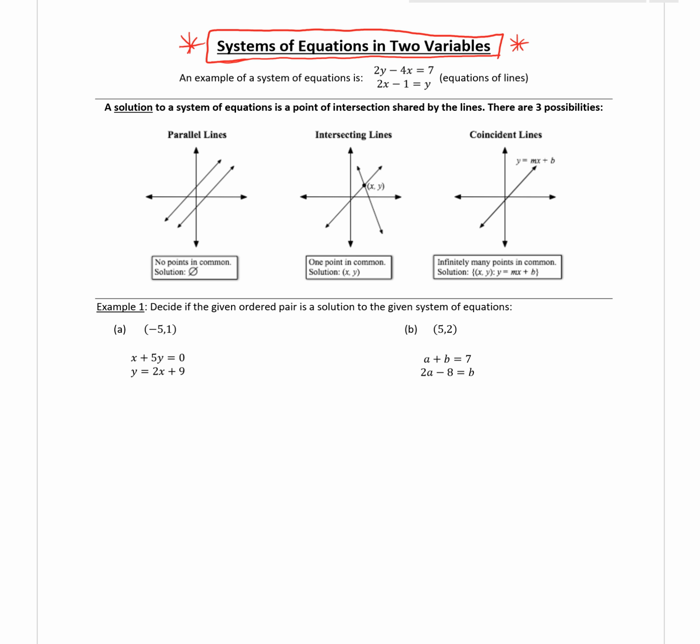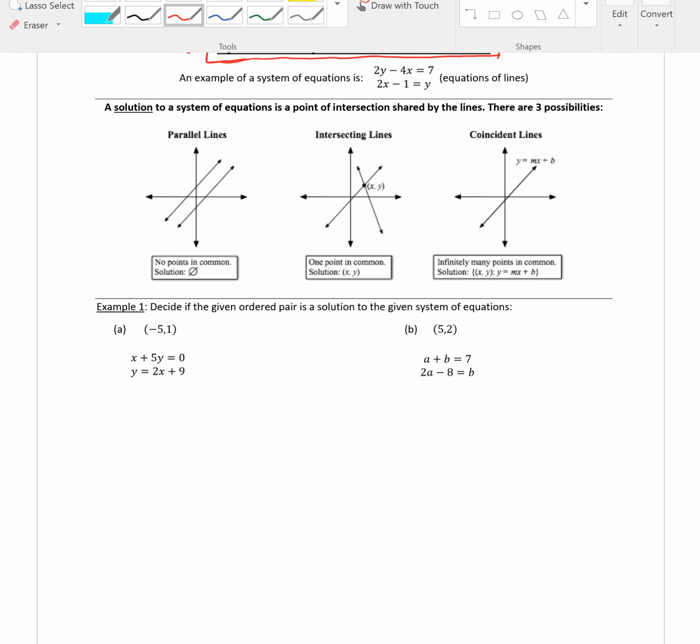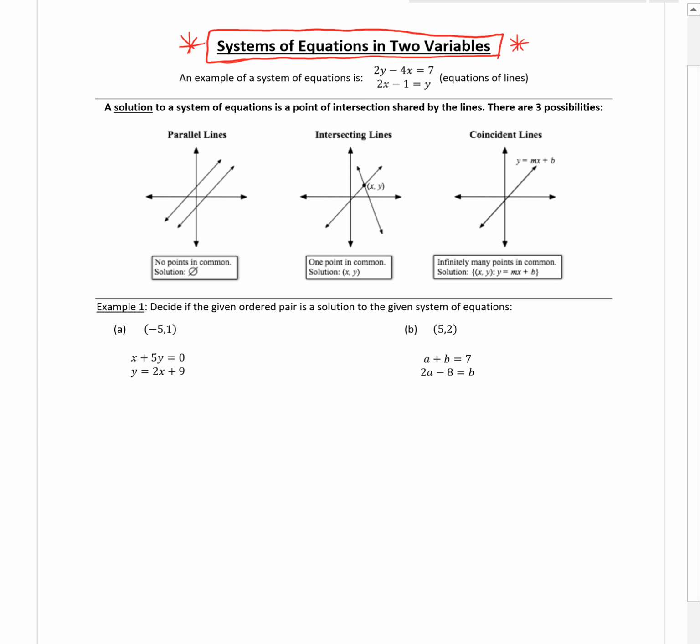All right, so what's going on? What is a system of equations in two variables? Well, in my mind, the idea is we've already looked at graphing a line, right? And we remember way back when, in the beginning of the chapter, we said the reason that we graph a line is because, for example, if you see this one right here, 2y minus 4x equals 7, if you graph that, that's a line.